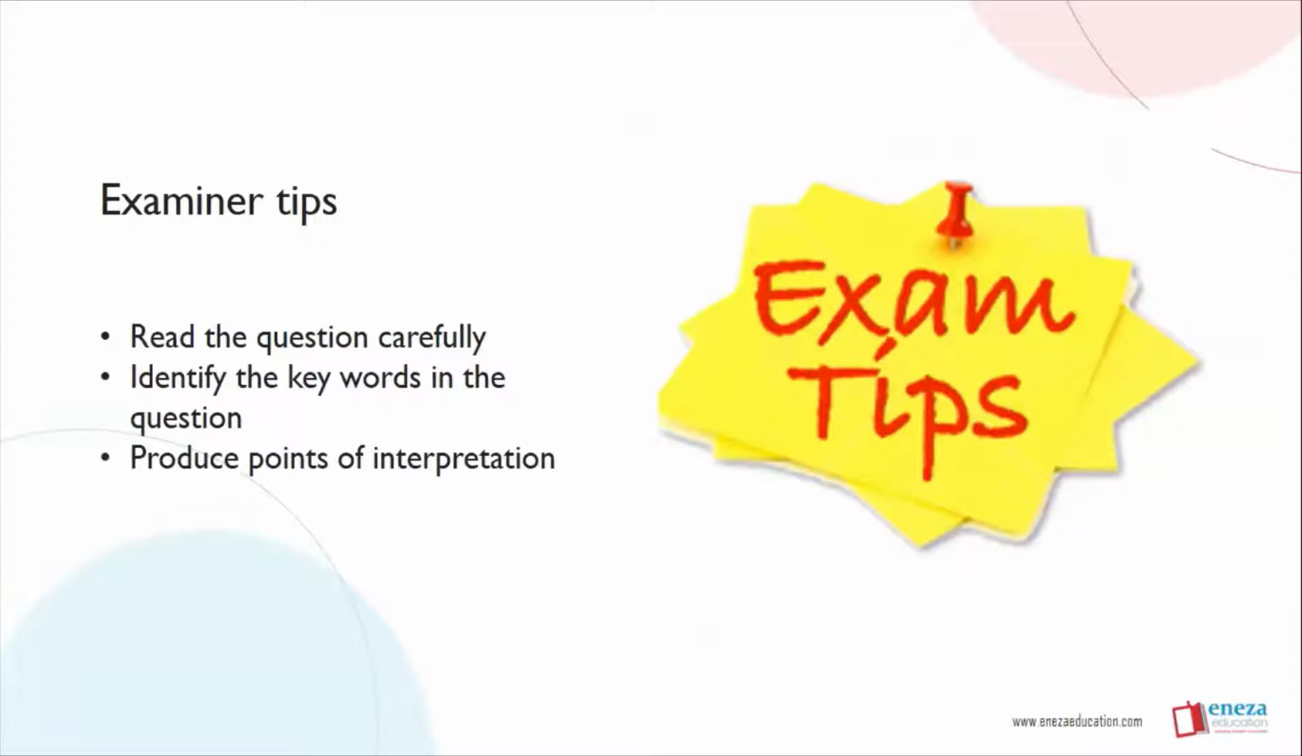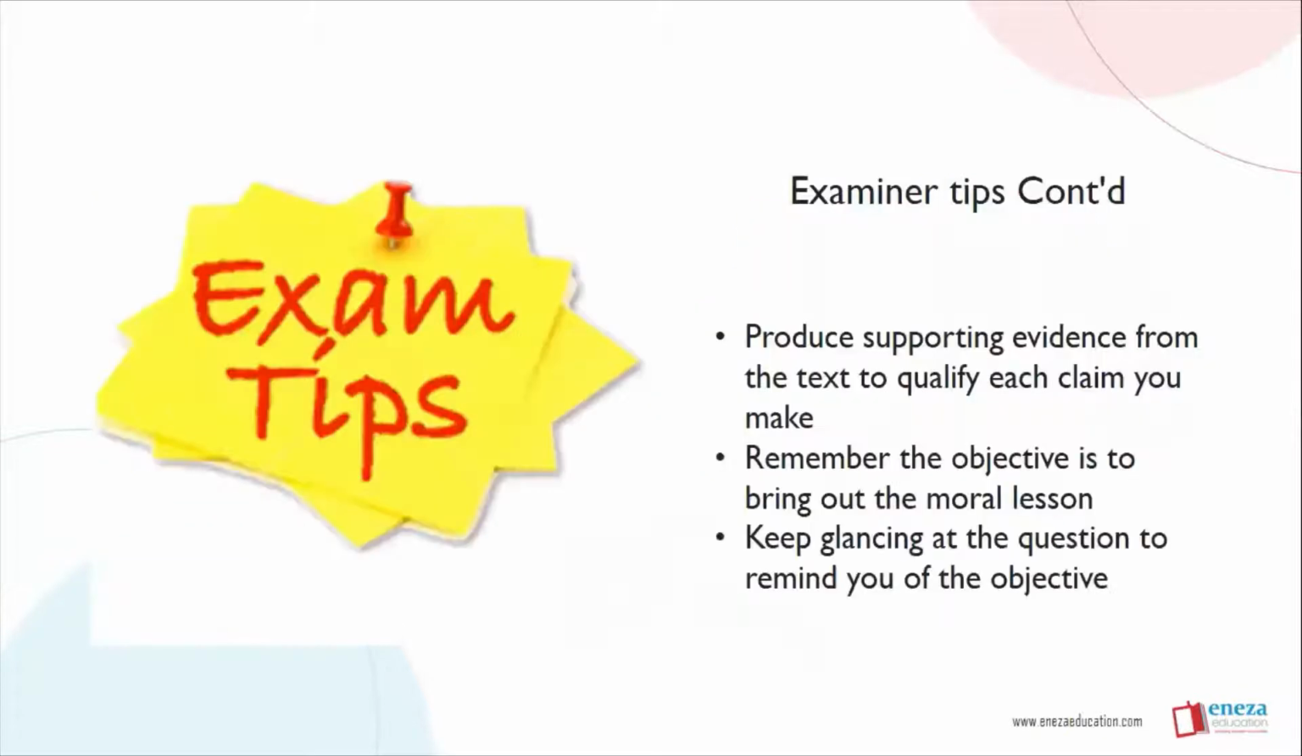Read the question carefully. You have an examination. The first question is an essay question related specifically to A Doll's House. What do you do? You read the question carefully. You could read it severally. Number two, identify the keywords in the question. After identifying the keywords, they are going to help you interpret. They are going to help you produce points of interpretation, and after interpreting it, you are going to understand what the objective of the question is.